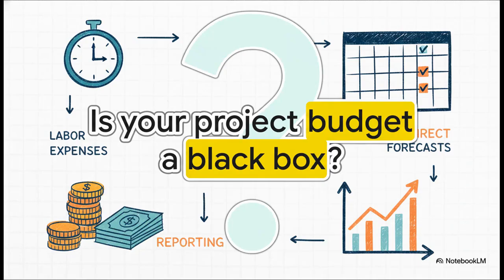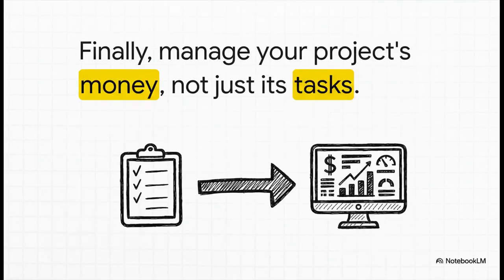So, let's start with a question I think a lot of us can relate to. Is your project budget a total black box? You see all the tasks moving around in Jira, things are getting done, but what does all that progress actually cost? Where's the money really going? Well, this is where we flip the script. Imagine managing your project's money with the exact same clarity and confidence that you manage its tasks. We're going to show you how to turn Jira from just a task manager into a powerful financial command center.